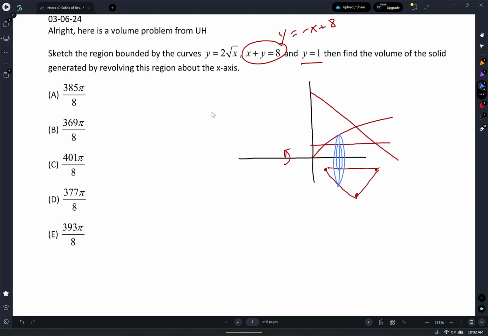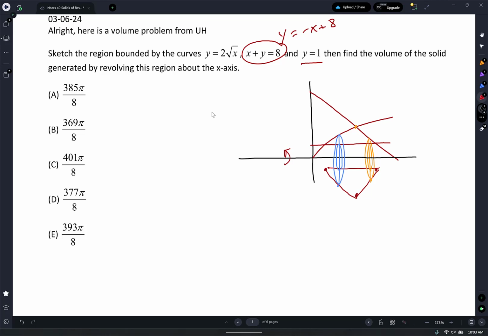See, this washer that I drew right there in sky blue is dictated by the square root curve and the linear line y equals 1. And then once I pass this intersection where these guys intersect, now this one in burnt orange is dictated by both linear lines. Do you guys see that? Because there's a gap. There's a gap.